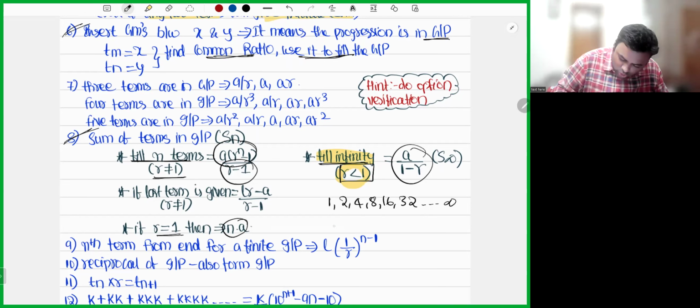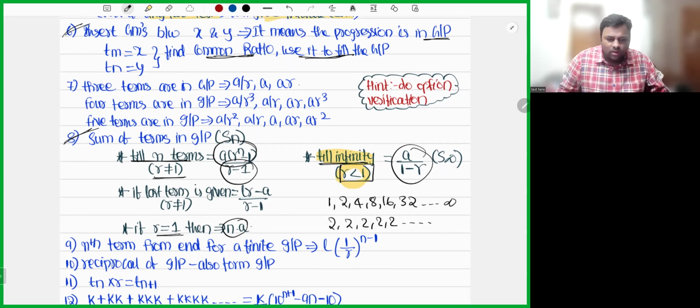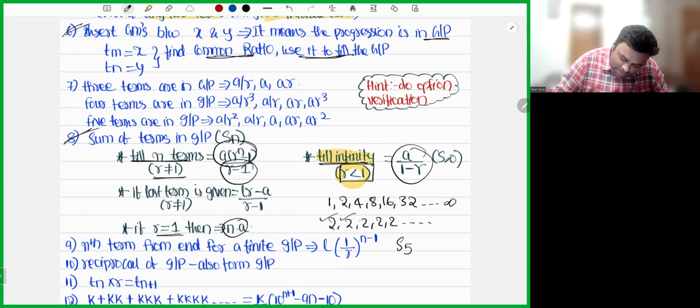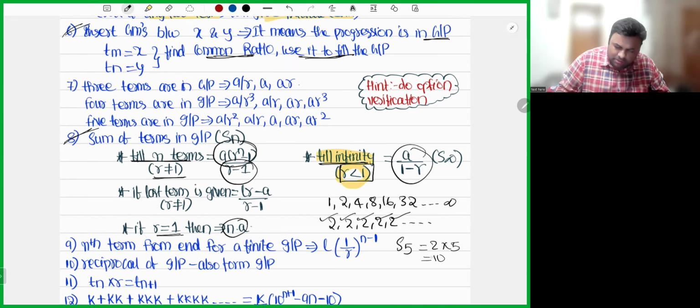Say for example, 2, 2, 2, 2, 2, so on. What is the common ratio here? 1. I'm asking what is the sum of the first 5 terms? 2 plus 2 plus 2 plus 2 plus 2, 10. Or else instead I can do 2 into 5. That's also equal to 10.